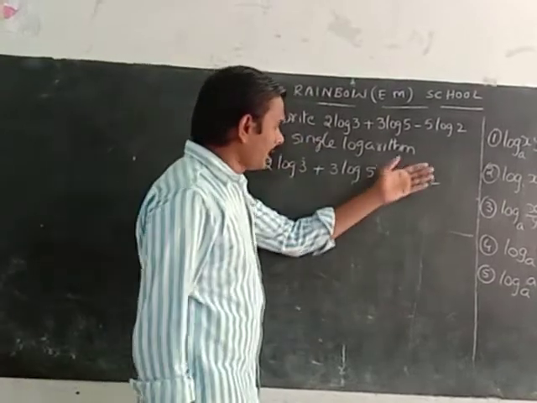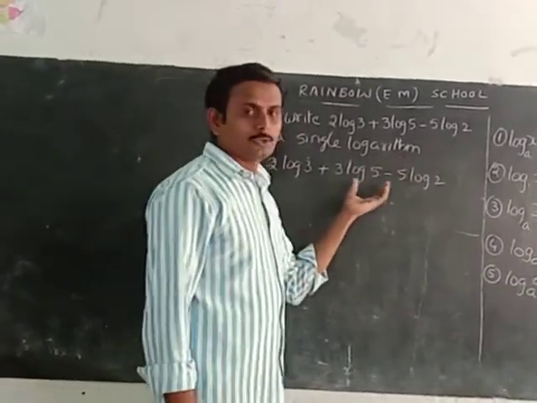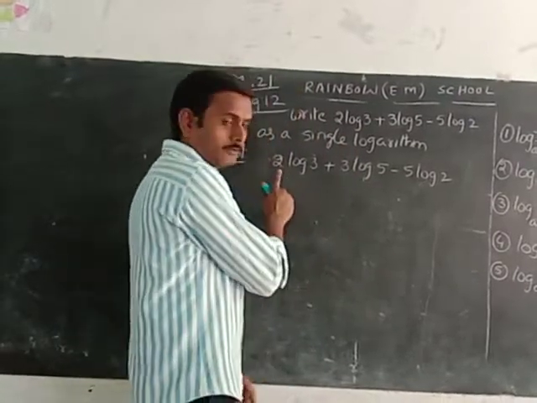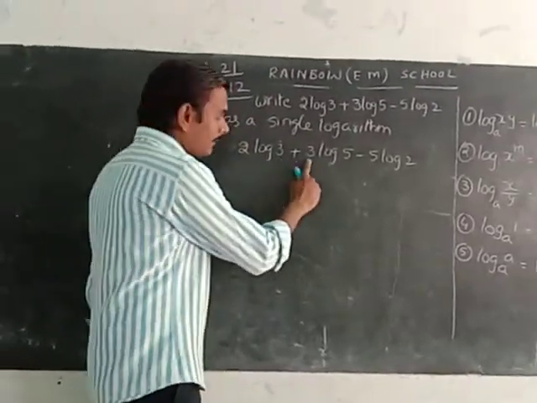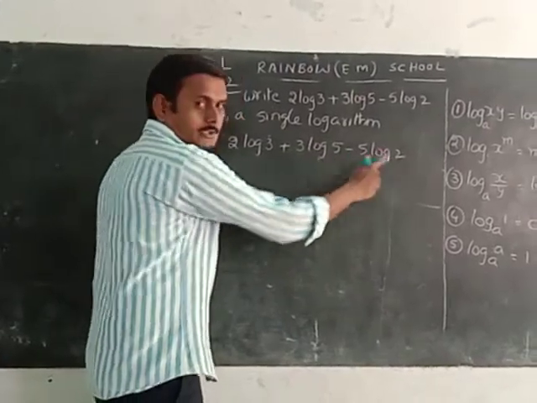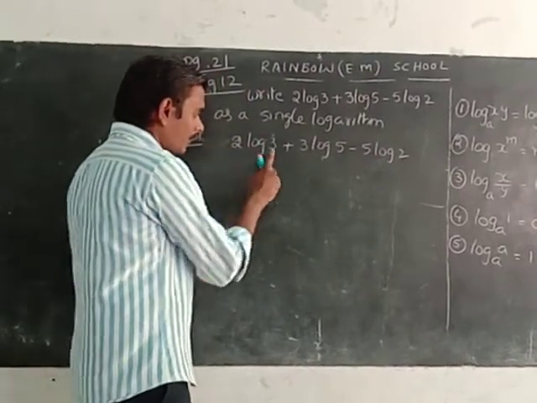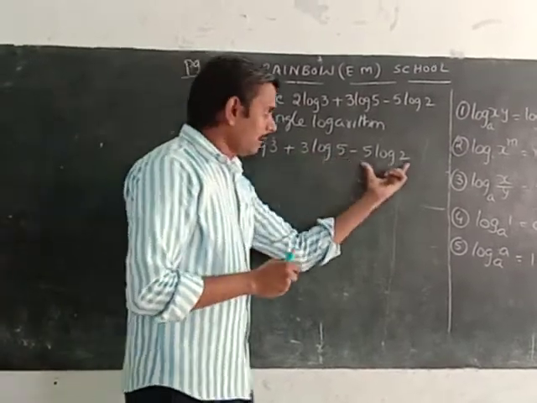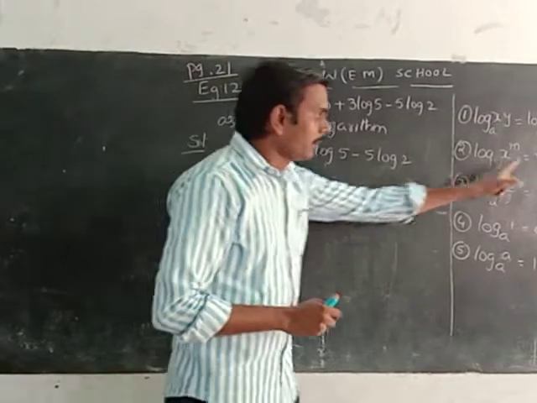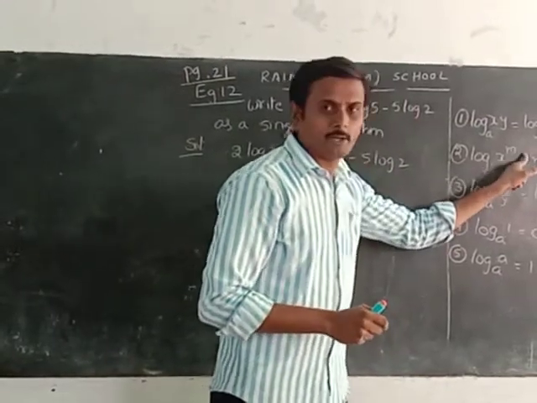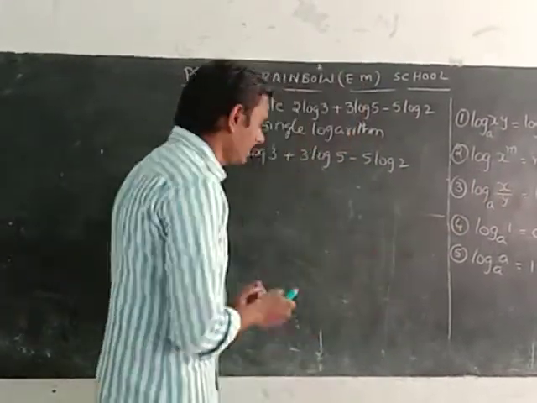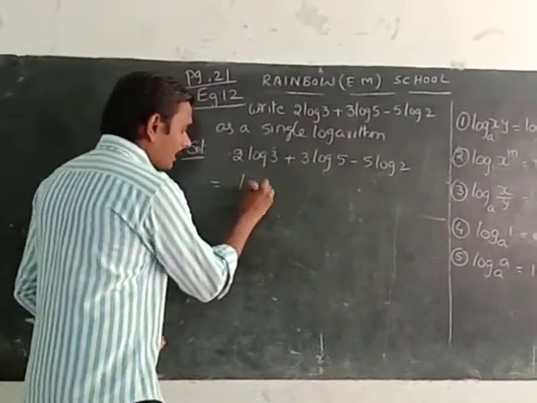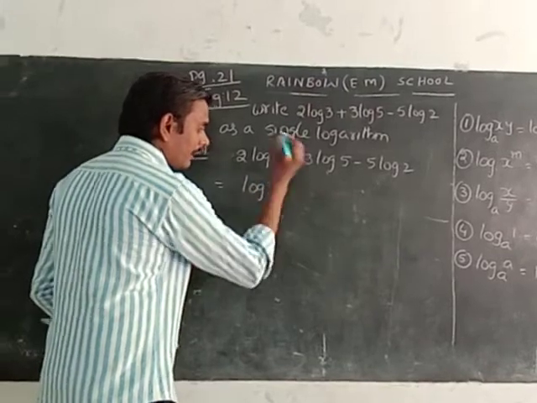If you observe here, we can apply a suitable logarithm law. We have to identify it first. It is in the form of m log x. Again, I am saying, it is in the form of m log x. What is m log x equal to? Log x power m. Now we can write m log x as log x power m.